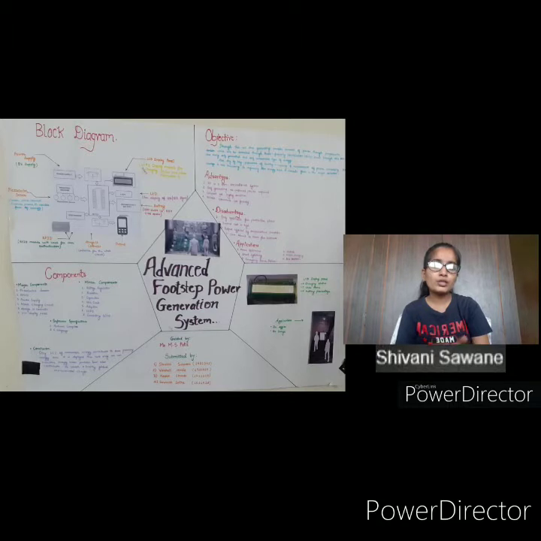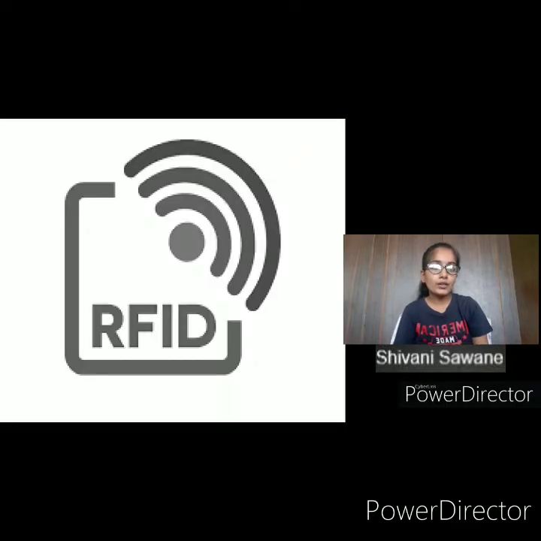The main objective of this project is to save power and to generate energy through piezoelectric sensors, and it is controlled by RFID, that is radio frequency identification. Here, for safety and security purposes, RFID is used. This system is powered by an Atmega controller.